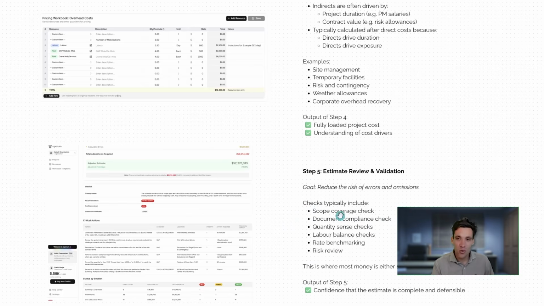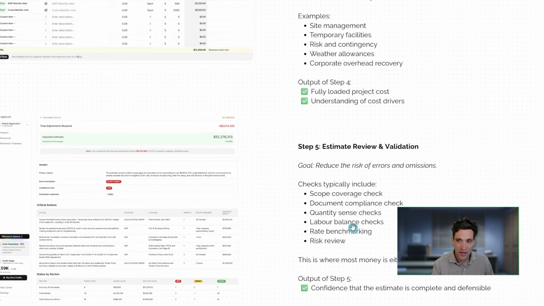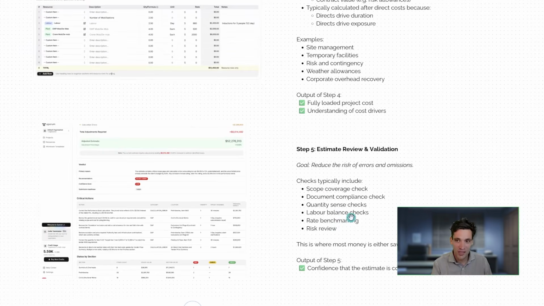The checks I would always do would be some sort of scope coverage check, some document compliance check, some quality or sense checks. So looking at high level numbers to make sure that makes sense. Look at your labor, total man hours you've calculated. How does that make sense in terms of number of crews and duration for work? Basically doing a comprehensive risk review.